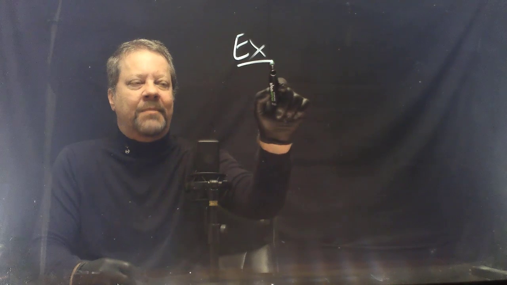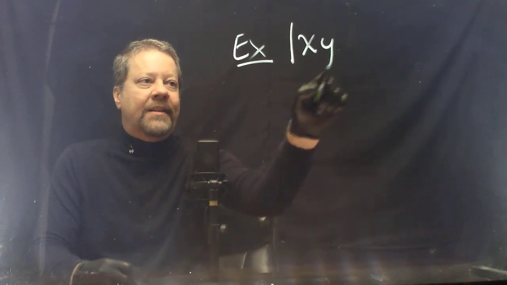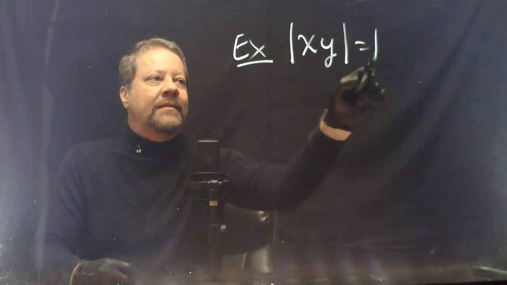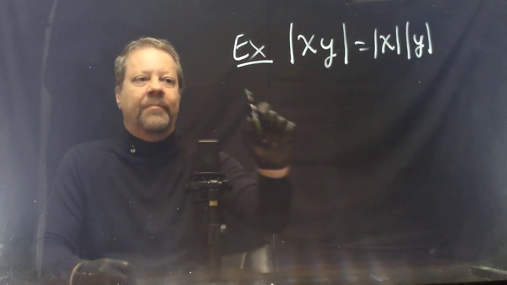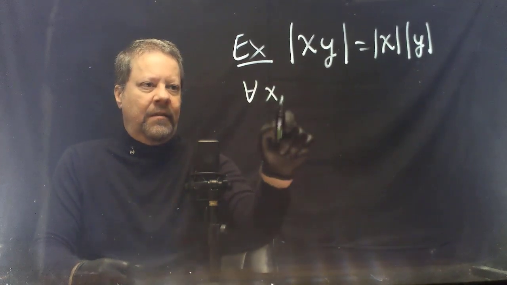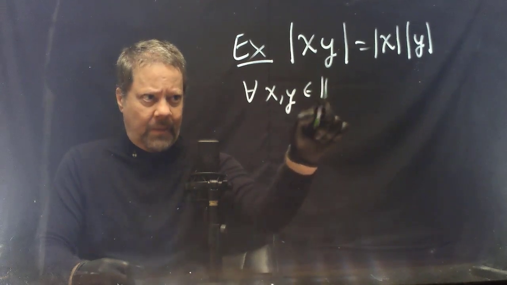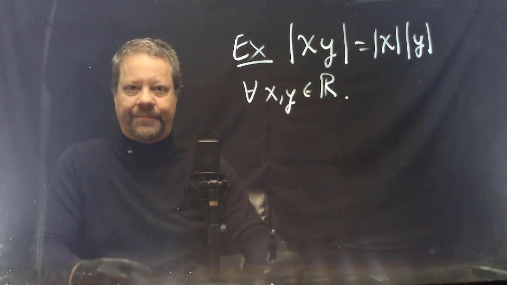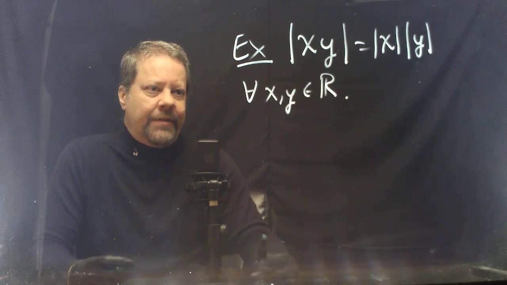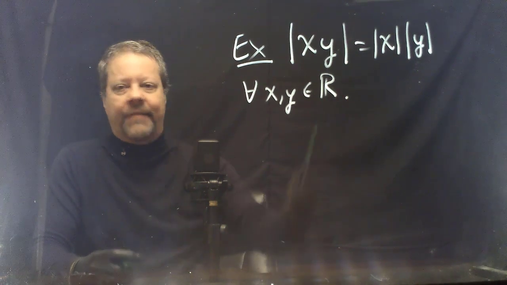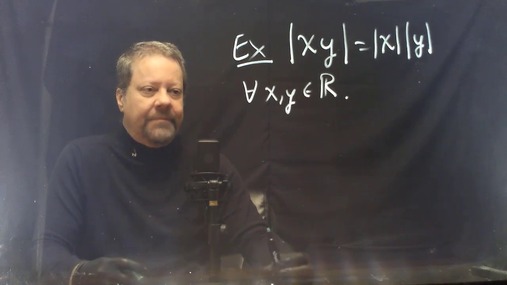Here's another example. Suppose I want to show that the absolute value of xy gives you the same thing as if you take the absolute values of the factors separately. And this is going to be true for all x and y that are elements of R. Again, remember, it's customary to drop the universal quantifier when it's kind of obvious that we're talking about everything.